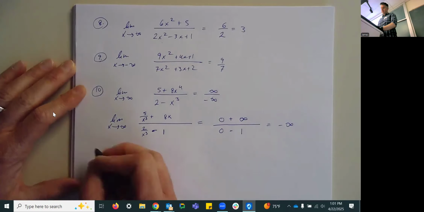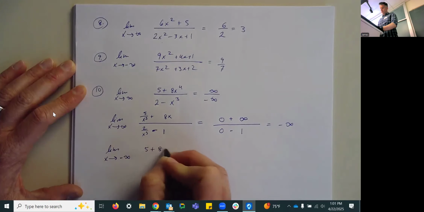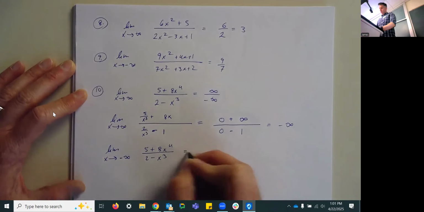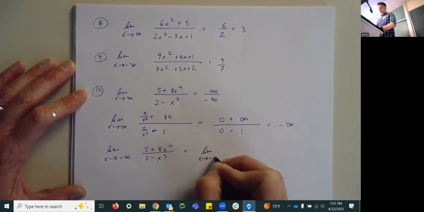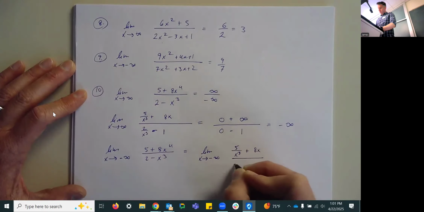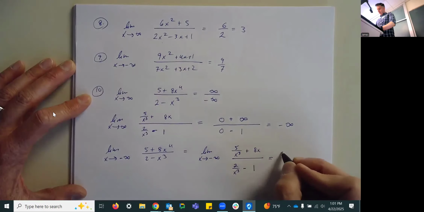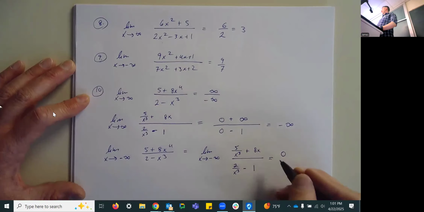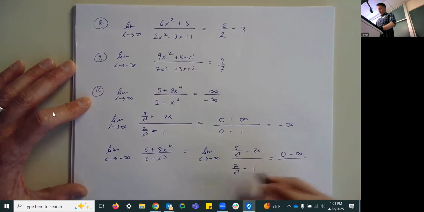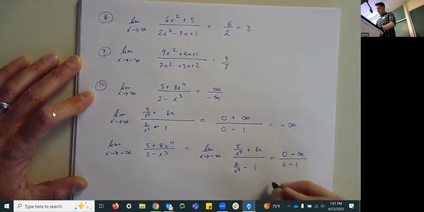Let's look at the other side. The limit as x approaches negative infinity of the same thing: 5 plus 8x to the 4th over 2 minus x cubed. Well, again, if we did the same work, we would write it as the limit as x approaches negative infinity of 5 over x cubed plus 8x over 2 over x cubed minus 1. 5 over x cubed still goes to 0. 8 times x now is going to be 8 times negative infinity, which is negative infinity. The denominator is still 0 minus 1. So now we have negative infinity divided by -1, which is positive infinity.